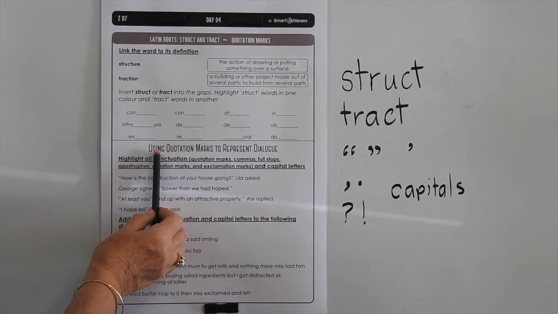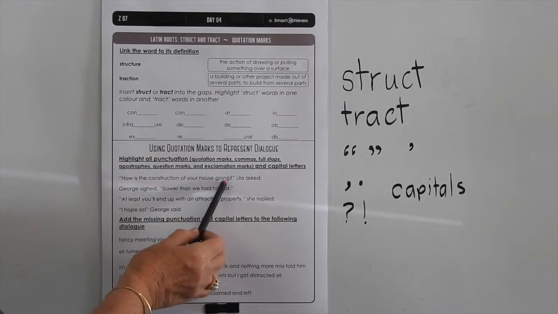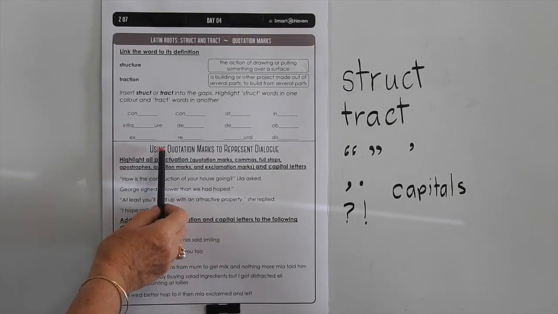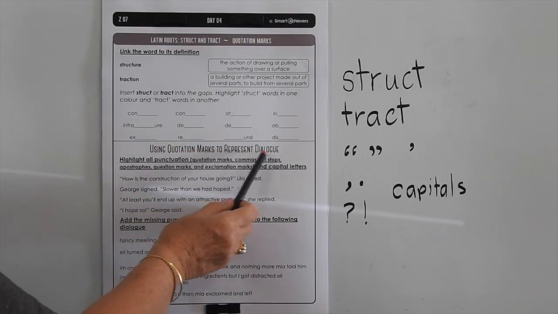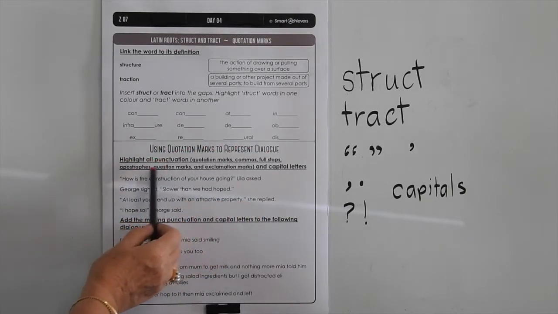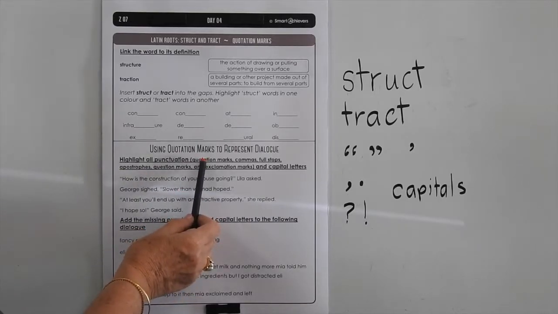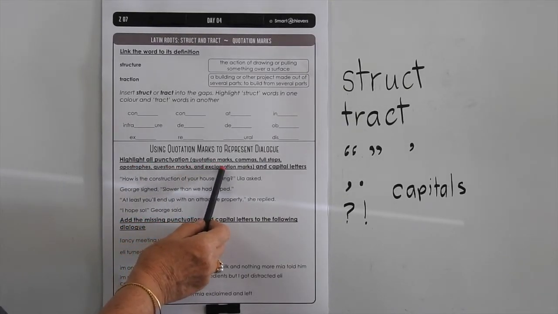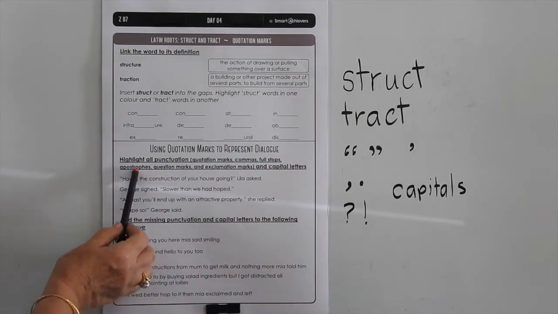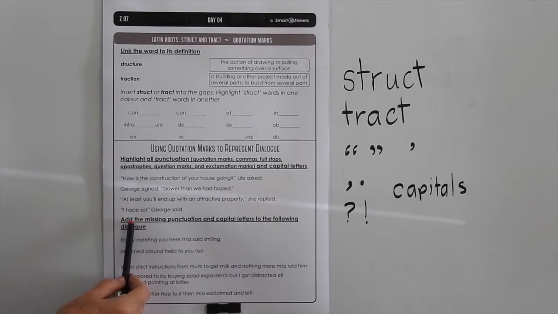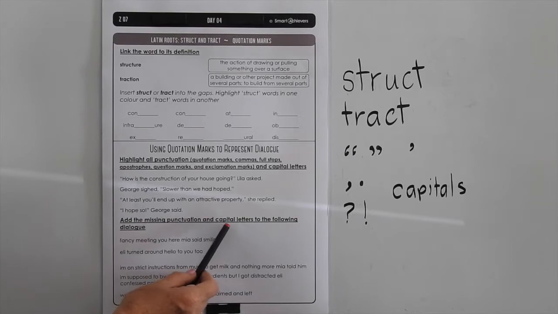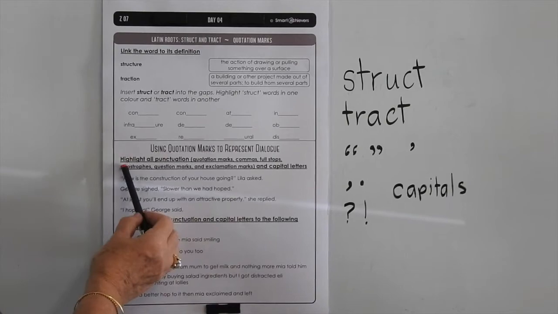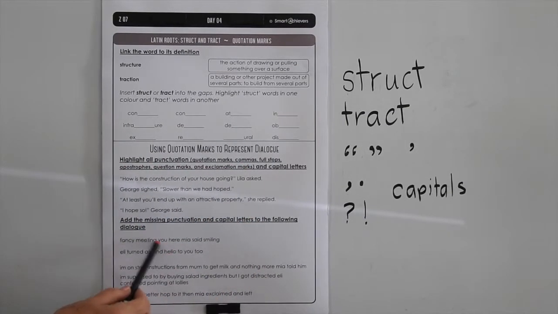Now down here it's all about punctuation and capital letters, so what we want you to do here is understand the use of quotation marks to represent dialogue. So highlight all the punctuation in this section. So you're going to be highlighting quotation marks, commas, full stops, apostrophes, question marks, exclamation marks and capital letters. And then in the second part you are going to have to go through and add the missing punctuation and capital letters to the following dialogue. And this will be the selection of punctuation that you'll have to add into this piece as well.